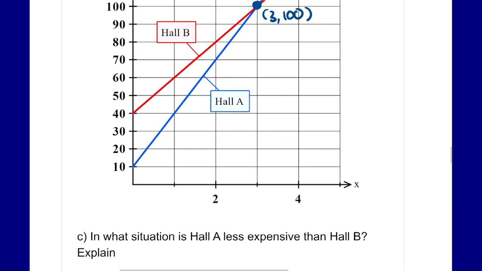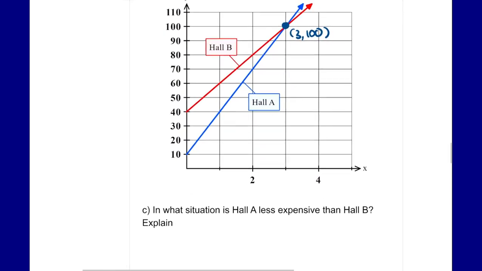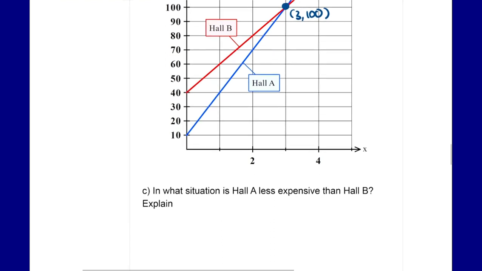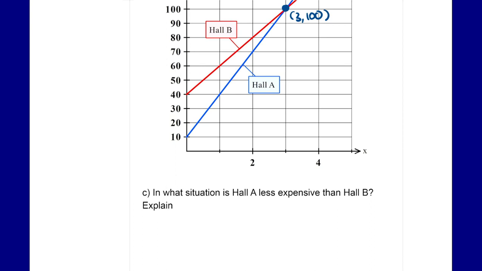So in what situation is Hall A less expensive than Hall B? Less expensive means it costs less. Usually that means: when is the line for A lower than the line for B? We can see here it's cheaper when it's under 3 guests. Anything less than 3 guests, Hall A is going to be cheaper. Which doesn't quite make sense because you're only going to have 3 guests and be pretty small, semi-formal, but you never know, right? Maybe they're not popular anymore. So if you have less than 3 guests, Hall A is less expensive.